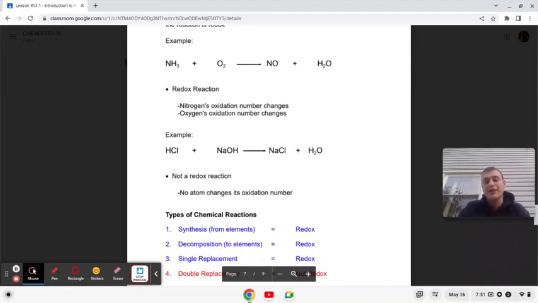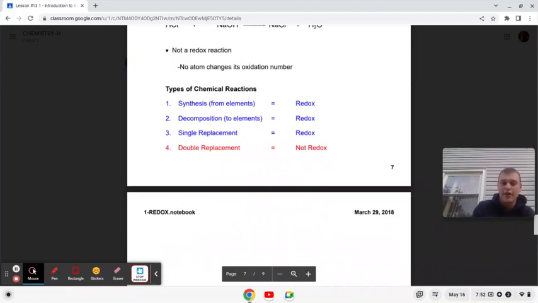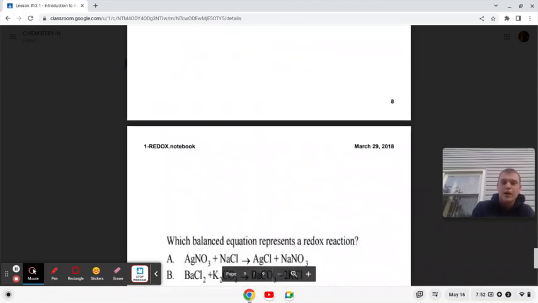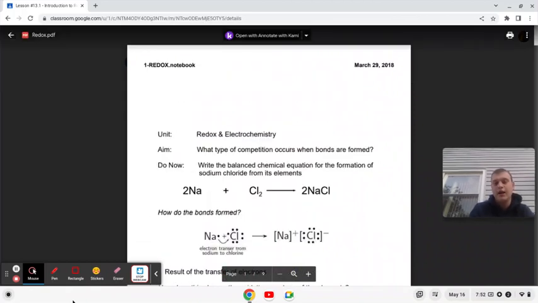HCl plus NaOH turning into NaCl and H2O is actually not a redox reaction. Synthesis, decomposition, and single replacement are redox, whereas double replacement is not a redox reaction. Just think that that's an important concept that you should know.